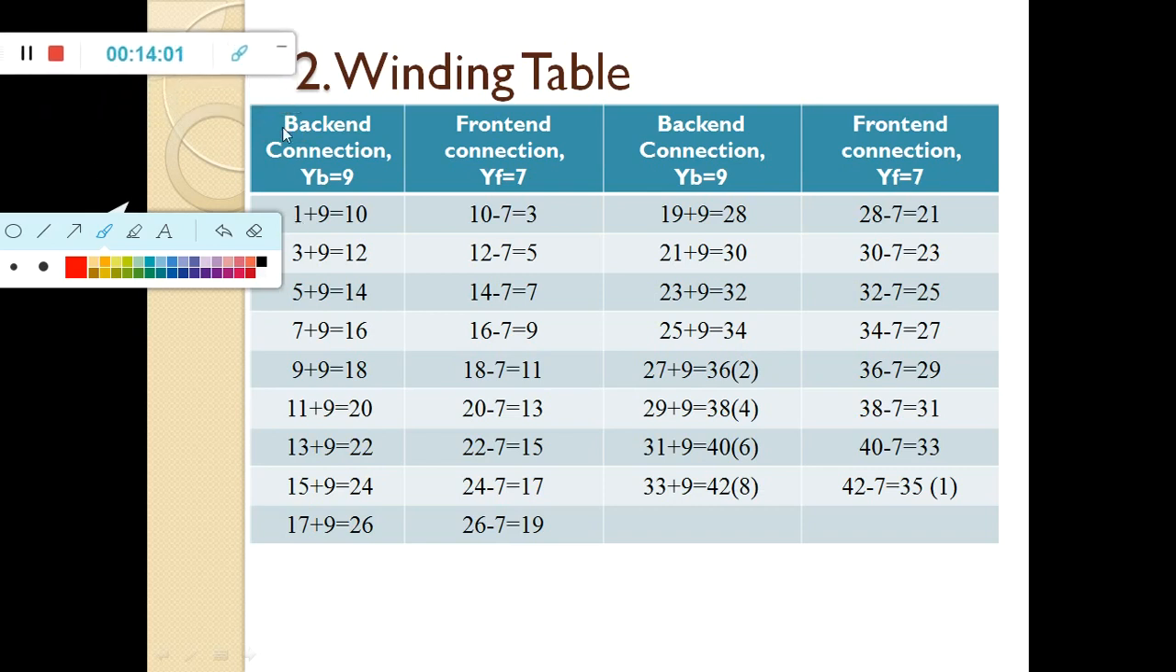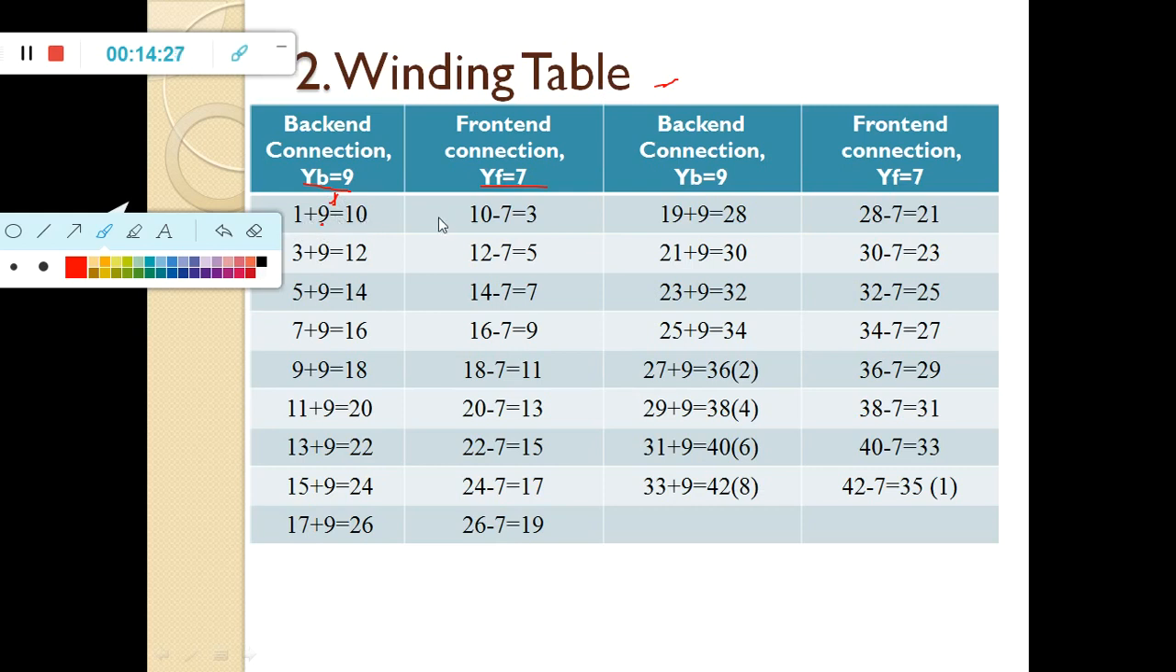Okay, step 2 is about the winding table, back end connections and front end connections. Now I have already calculated YB equal to 9 and YF equal to 7. So now let us go for the winding table. So 1 plus YB is equal to 10. 1 plus 9 is equal to 10.